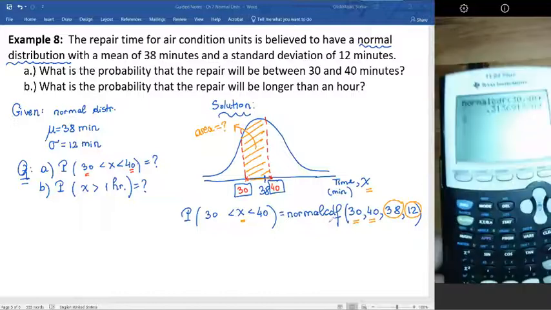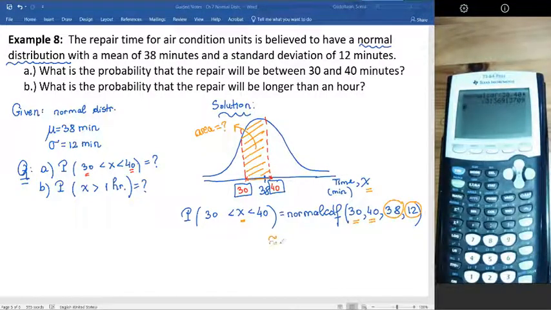0.314. So I'll just simply write down the answer is 0.314. In other words, 31.4% of the repair times are between 30 to 40 minutes. So let's just interpret this, try to make sense of what we are doing here.